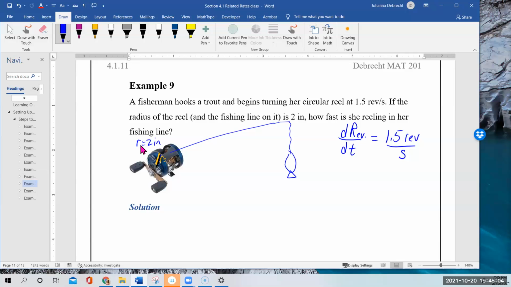How fast is a change in position with respect to time? When you're looking at that, you're looking for a velocity of some kind, which means you have a length which is changing. The length that's changing is the length of the fishing line itself. So we can write down an equation for the fishing line. The fishing line is going to have to be the number of circumferences of the reel multiplied by the number of revolutions. So this is the circumference of the reel multiplied by the number of revolutions.